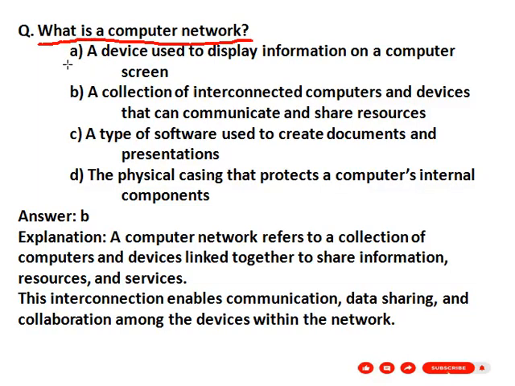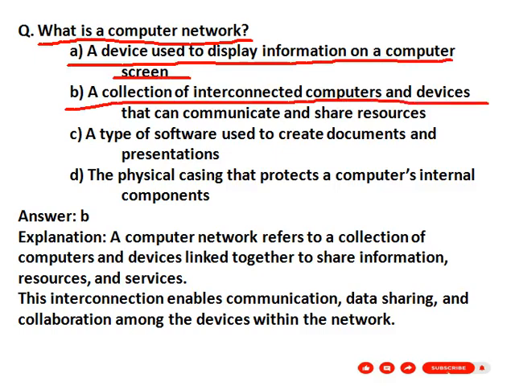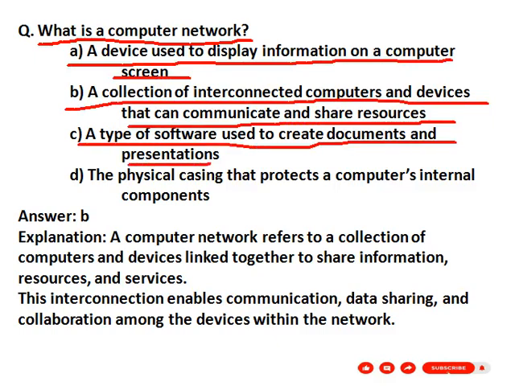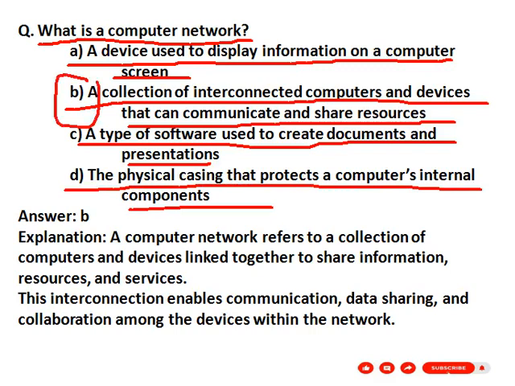Given options are A, a device used to display information on a computer screen. B, a collection of interconnected computers and devices that can communicate and share resources. C, a type of software used to create documents and presentations. D, the physical casing that protects computers' internal components. Your correct answer is option B. A collection of interconnected computers and devices that can communicate and share resources.